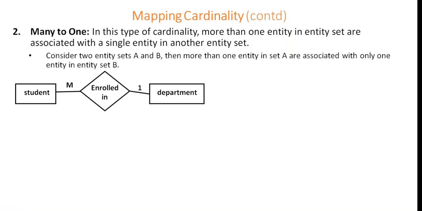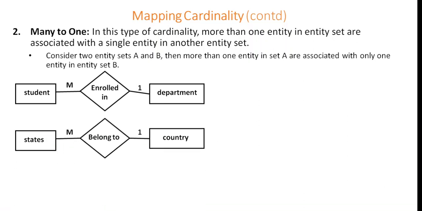mapping cardinality. And here on the connecting lines of the relationship you can see the numbers. Since many students are participating in the relationship, that's why M is written here on the connecting line between student and relationship. And since one department is participating for any student in the relationship, that's why one is written over here on the connecting line between the relationship and the department entity.